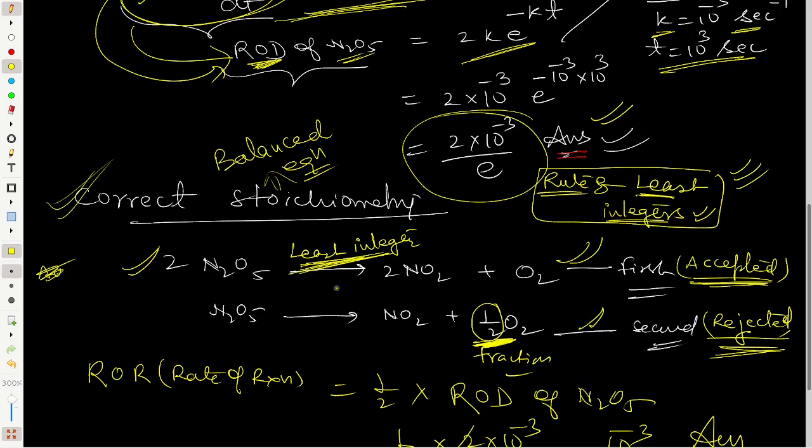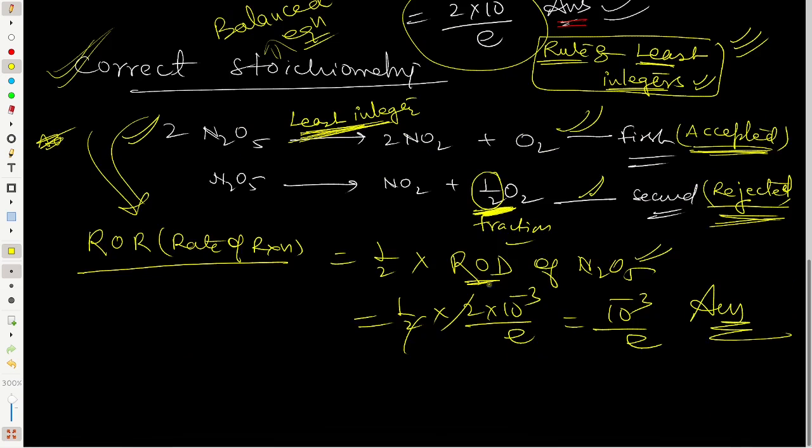And on the basis of this balanced equation, we can say the rate of reaction is equal to half of the rate of disappearance of N2O5. When we put the value of the rate of disappearance of N2O5, then we have the rate of reaction 10 to the power minus 3 divided by e.